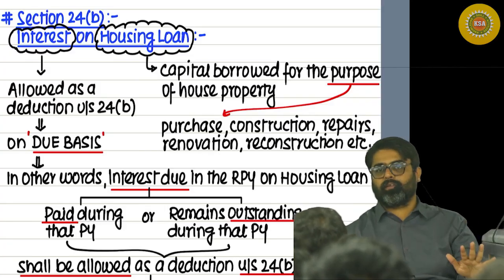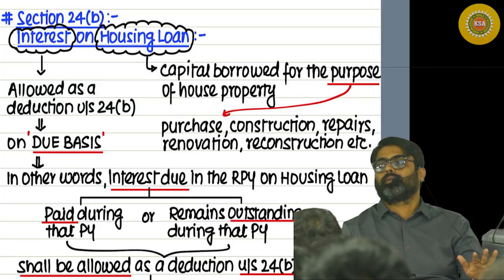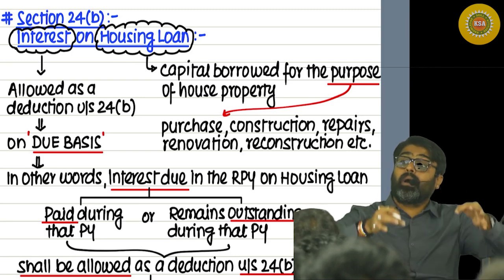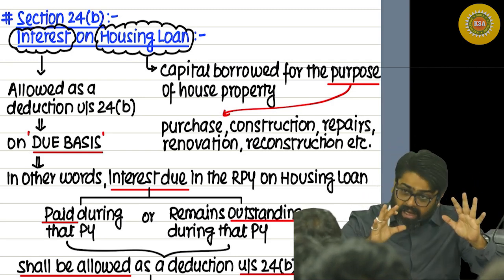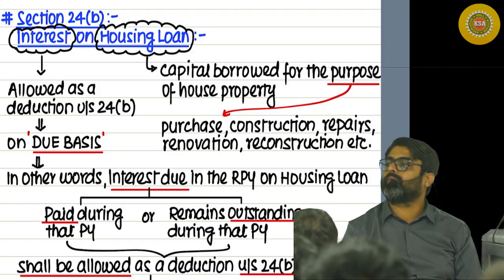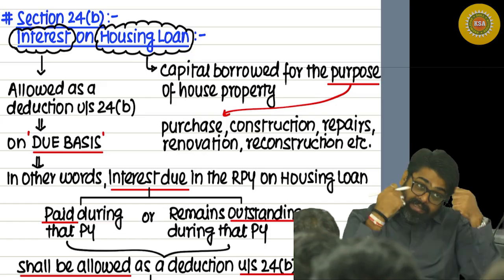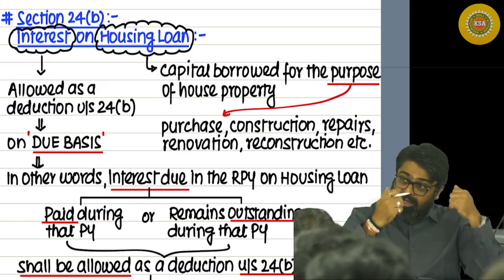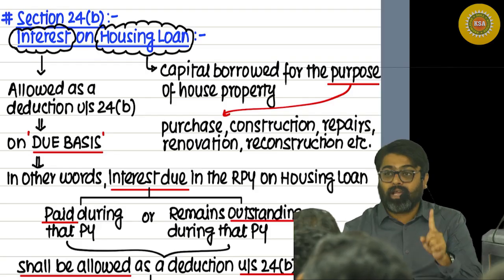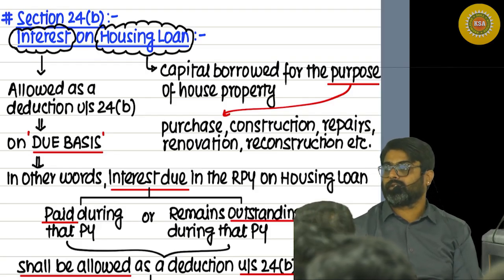So during the previous year, the entire interest which becomes due in the relevant previous year will be allowed as a deduction in that previous year itself on due basis. On what basis? Due basis. Entire amount of interest will be allowed as a deduction if the property is LOP or DLOP.